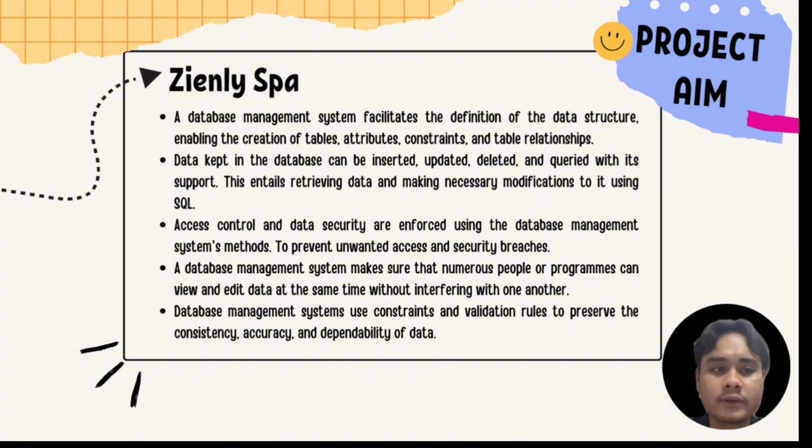The fourth is a database management system makes sure that numerous people or programs can view and edit data at the same time without interfering with one another. And lastly, the database management system uses constraints and validation rules to preserve the consistency, accuracy, and dependability of the data.